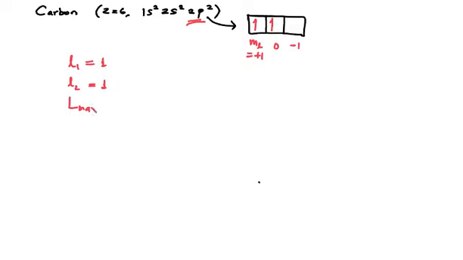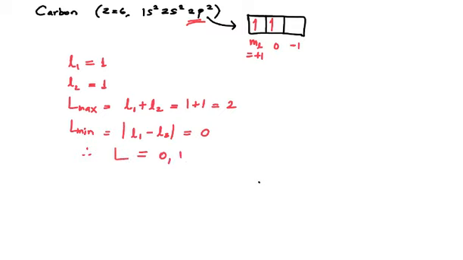Here L maximum is given as L1 plus L2, and when you combine it, the value is 2. And L minimum is given by the magnitude of L1 minus L2, and if you look at this, it comes out to be 0. Therefore, total angular momentum L is either 0, 1 or 2. This is because the possible values of L go from L minimum to L maximum, and for a two electron system, L maxima and L minima are given here.